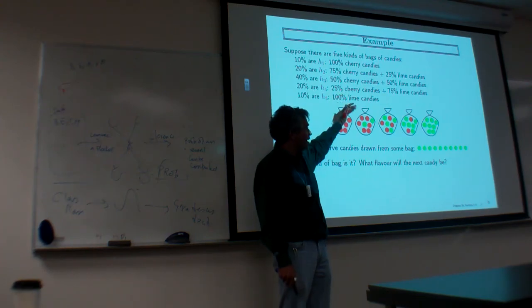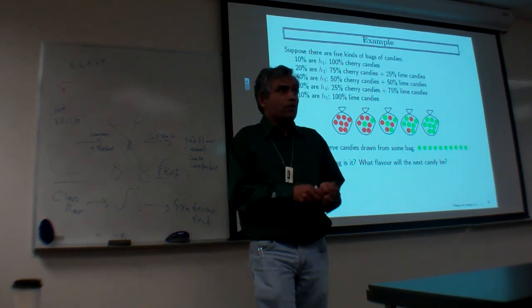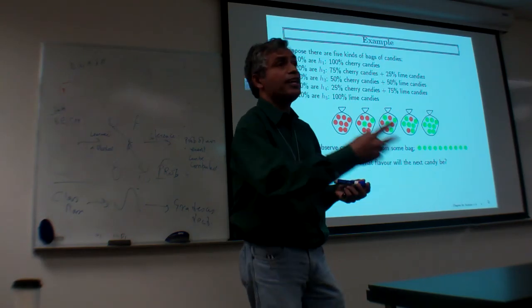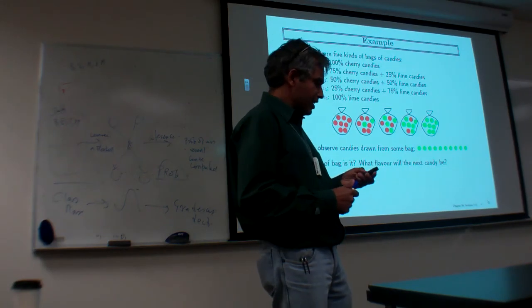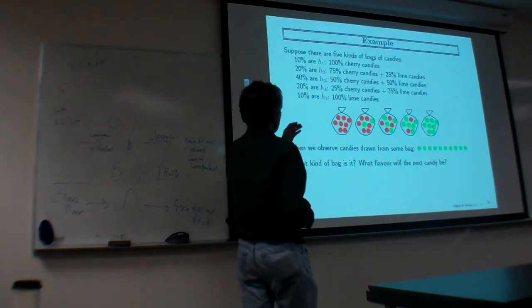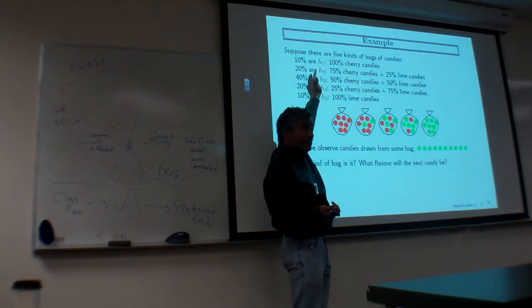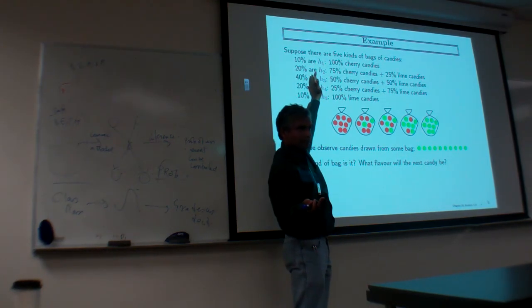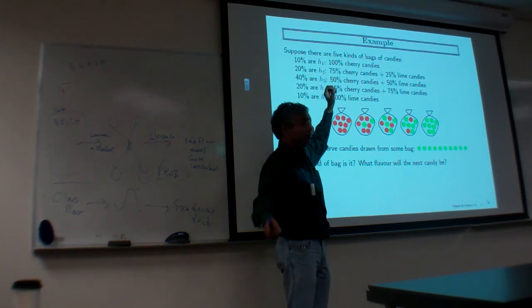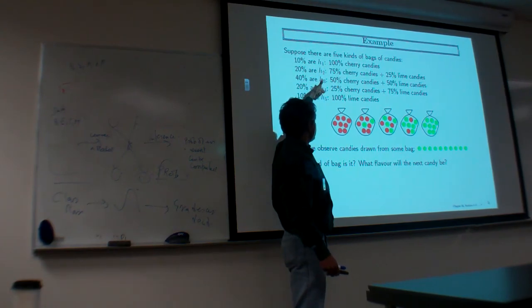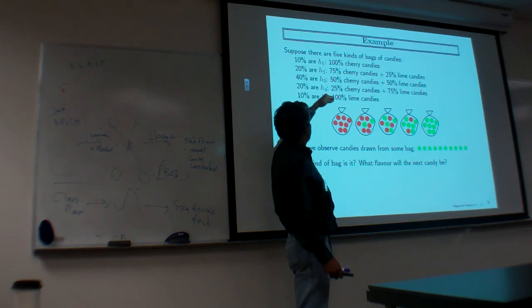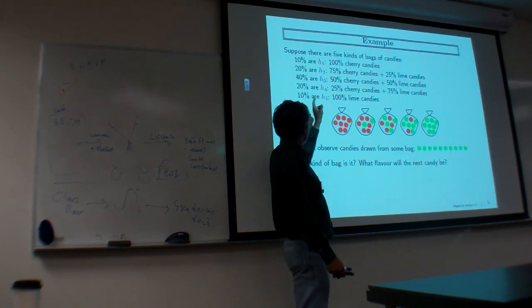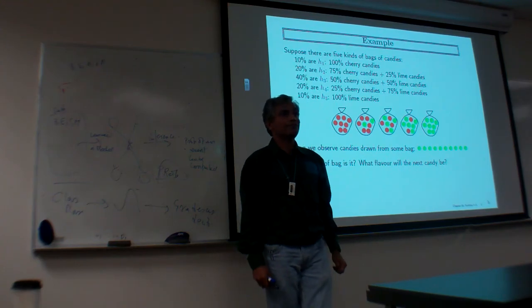So the question then is, probabilistically, how do I write this problem of predicting the next candy? It turns out that you can think of the hypothesis, the model itself, as a random variable. The model or the hypothesis is a random variable. It can take values h1, h2, h3, h4, or h5. The prior probability of h1 is 0.1, h2 is 0.2, h3 is 0.4, h4 is 0.2, h5 is 0.1.